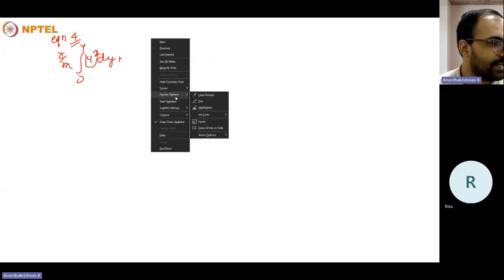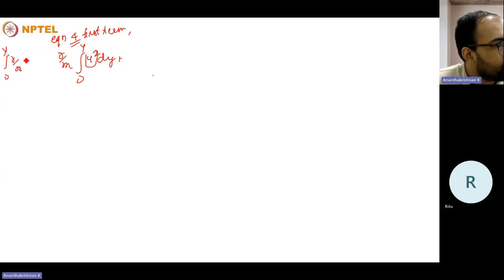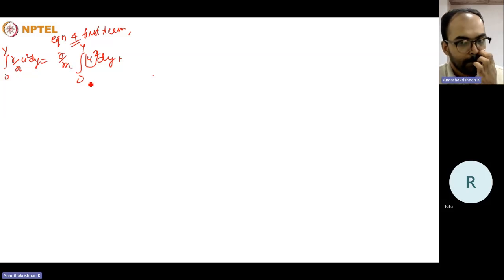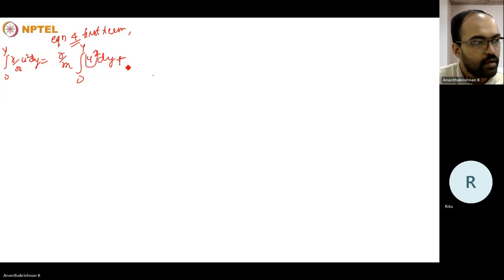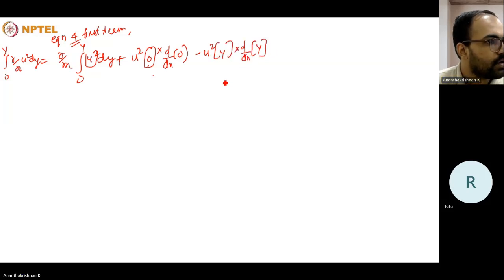So the Leibniz theorem is actually used to convert integral of a derivative to a derivative of the integral. So the first term will become integral of 0 to y dou by dou x of u squared dy, which will become equal to d by dx of integral of 0 to y u squared dy, plus, the bottom substitute, u squared at 0 multiplied by d by dx of 0, minus u squared at y multiplied by d by dx of y.